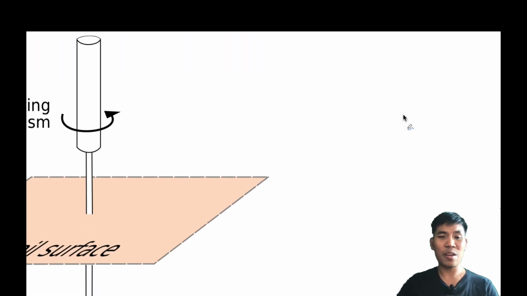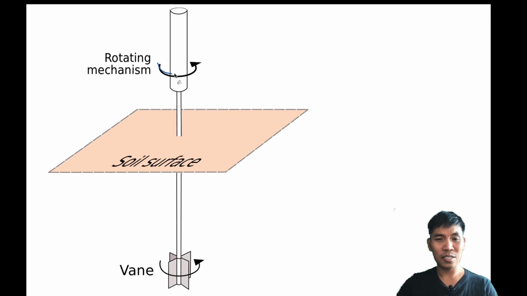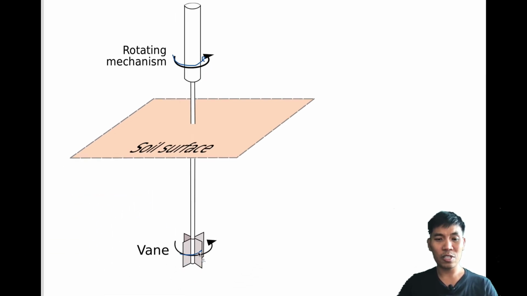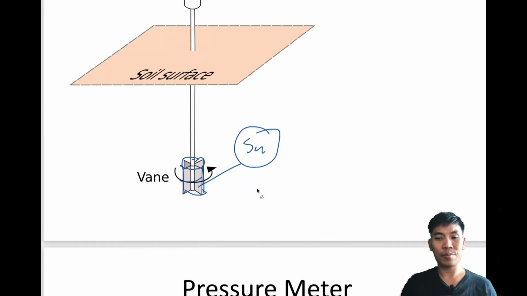Same as I mentioned before, we rotate. The vane is rotated here. The resistance comes from the top and from the side. We can calculate the Su from the field immediately.